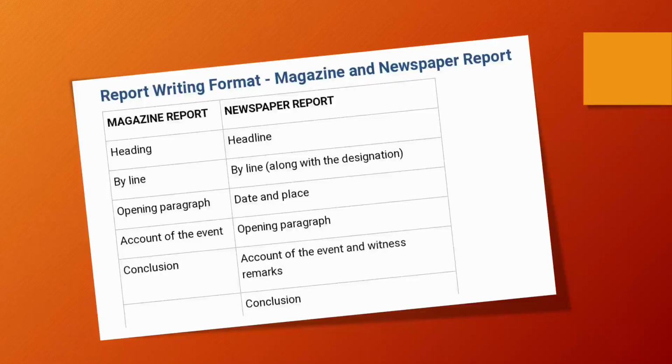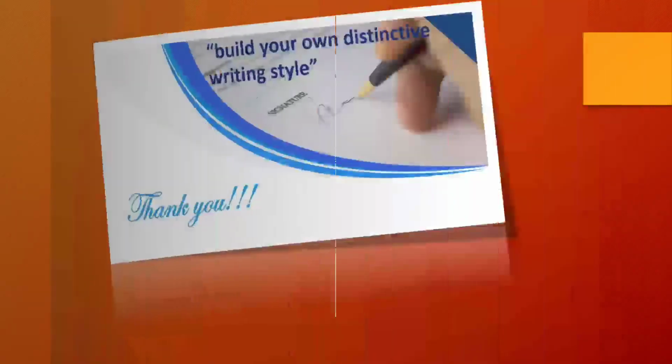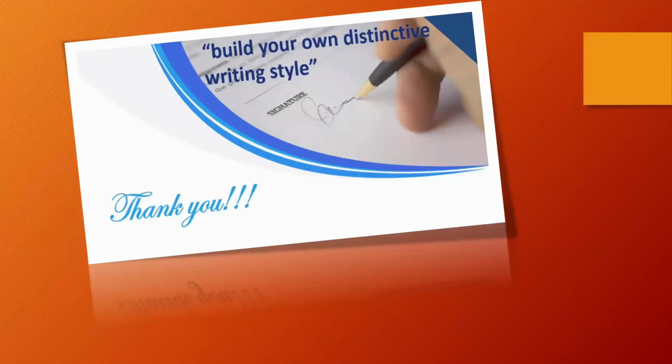This exactly is the format according to the CBSE. For a magazine report: heading, byline, opening paragraph, account of the event, and conclusion. And for a newspaper: headline, byline along with the designation, date and place, which is not required in a magazine, opening paragraph, account of the event with eyewitness remarks, and conclusion. Build your own distinctive writing style, I'm again and again telling you, because writing is very important. It's up to us. If we keep on practicing, then we can master it.